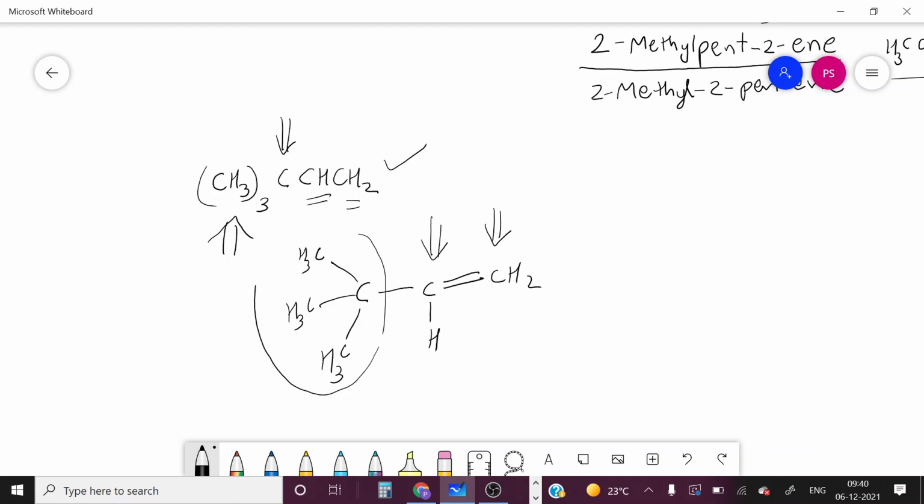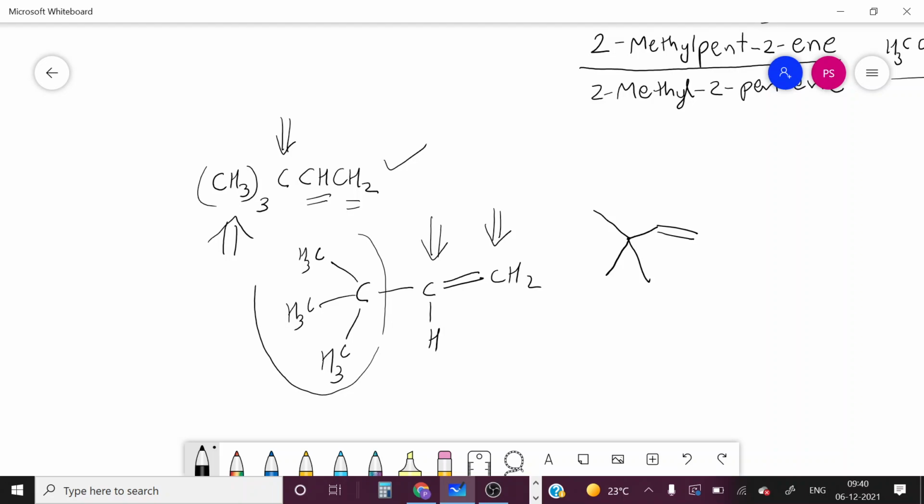Now what is the zigzag formula of this compound? This is the zigzag formula. You can see here CH2 is here, CH, quaternary carbon, and 3 CH3 groups are directly attached to the quaternary carbon. Okay. Now what is the IUPAC name of this compound?